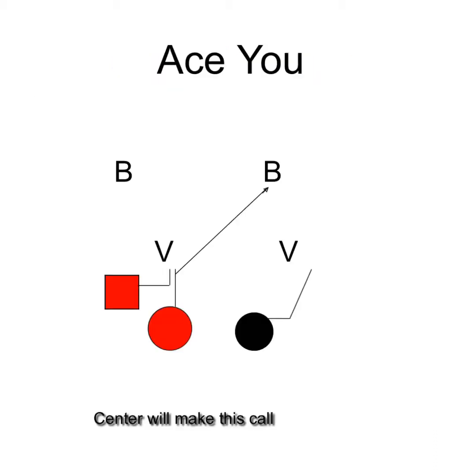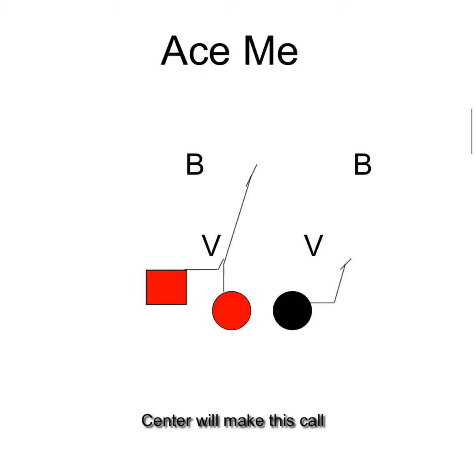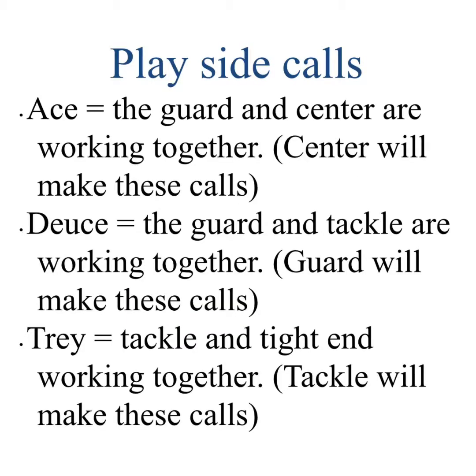First, we have an ace-u, so the center would make that call, showing that the guard and center will double team, and saying u tells the guard that he's going off to that outside backer. Next, we have an ace-me, so this is where the guard and center, once again, are double teaming, and by ace-me, it's telling the guard that the center is going to get off to that middle backer.